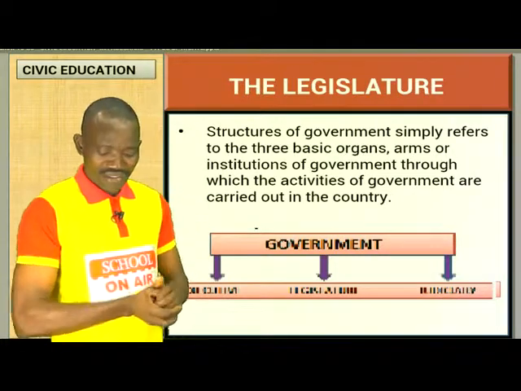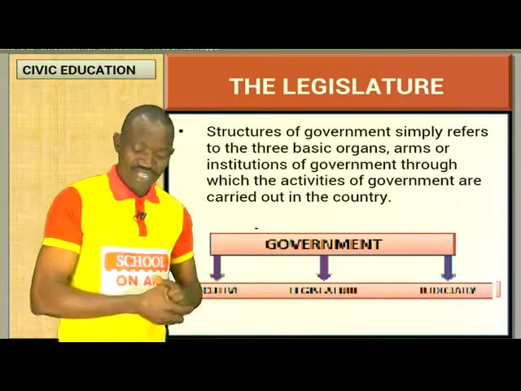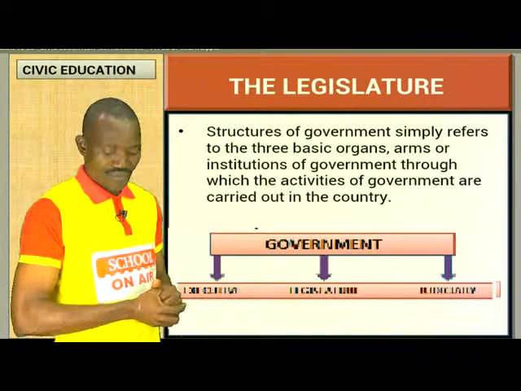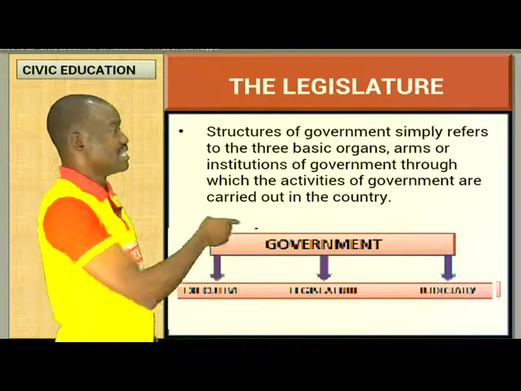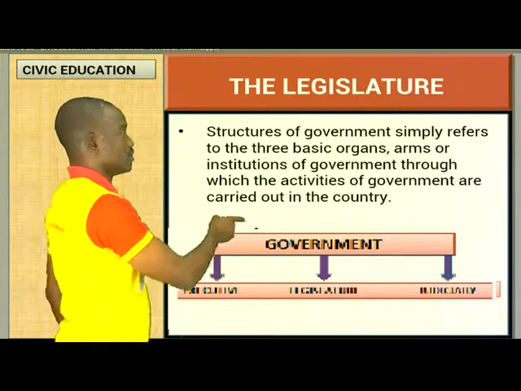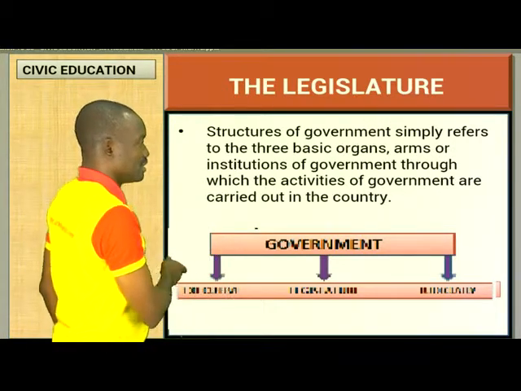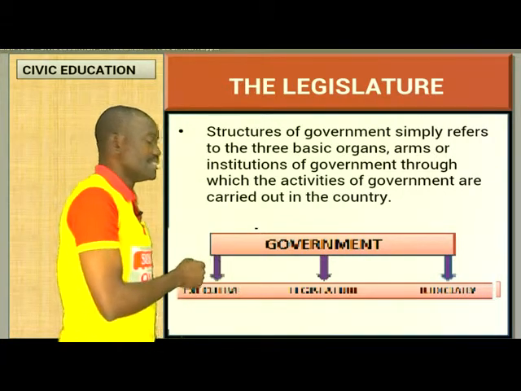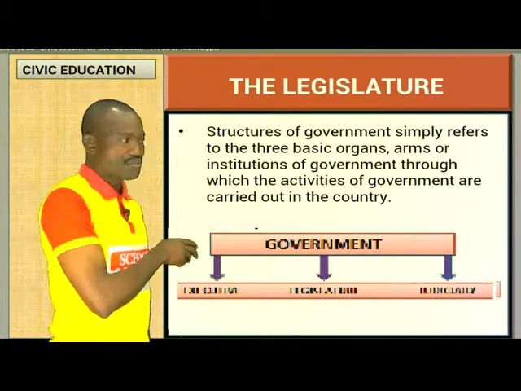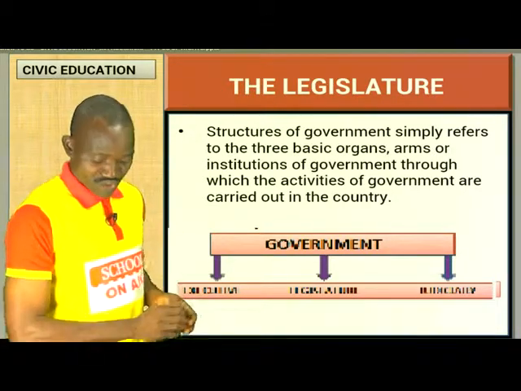We are going to look at legislature today. We are going to look at the various types, and we are going to look at the function of the legislature. You can see the table on the screen. Government and the three arms, the executive, the legislature, and the judiciary. These are the three arms of government that carry out the business of government.